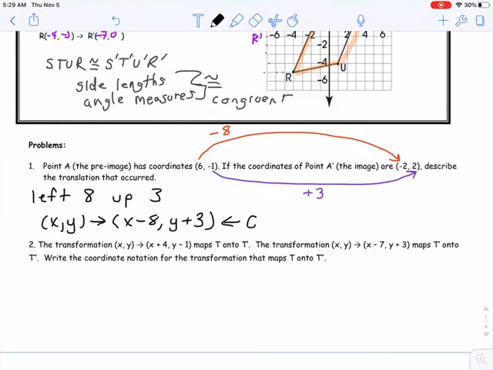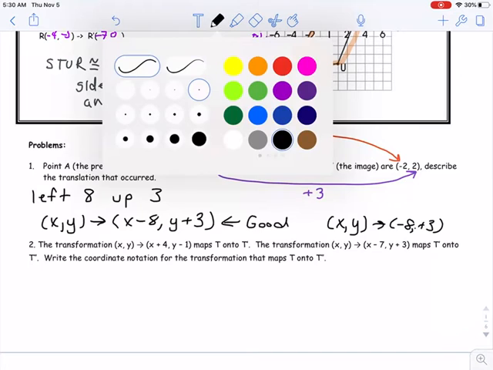I'm going to tell you right now, this is full credit. This is the best way to do it. Bad, I see students do this: go -8 plus 3. Although we know what you mean, this is not perfect. You have to put x minus 8, y plus 3.